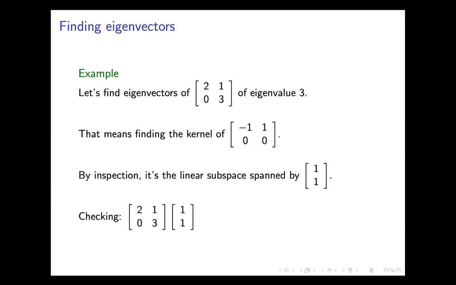Now let's check that this is indeed an eigenvalue for the original matrix. We do the multiplication and you get 3, 3, which is 3 times the vector 1, 1. And 3 is exactly the eigenvalue. So this perfectly checks out.